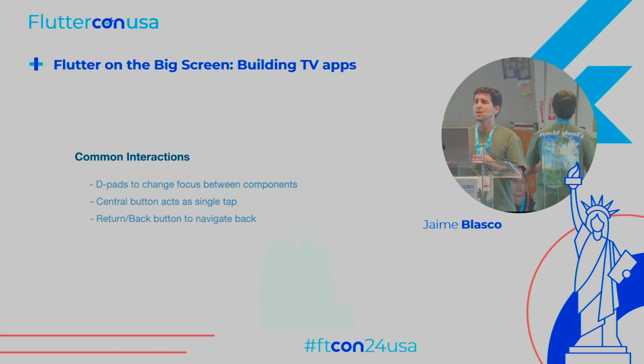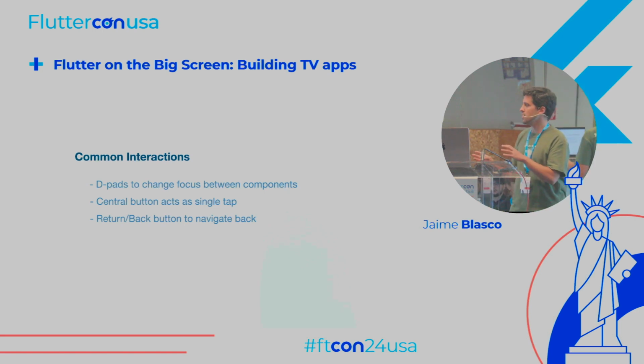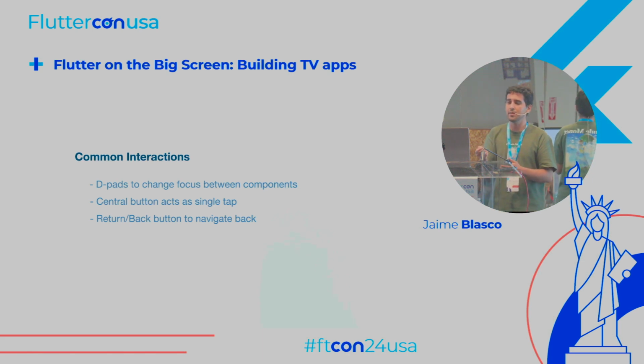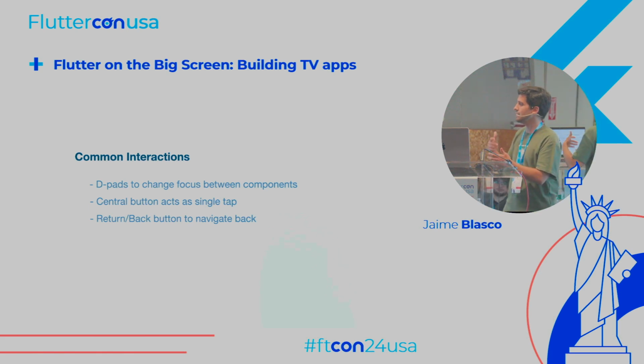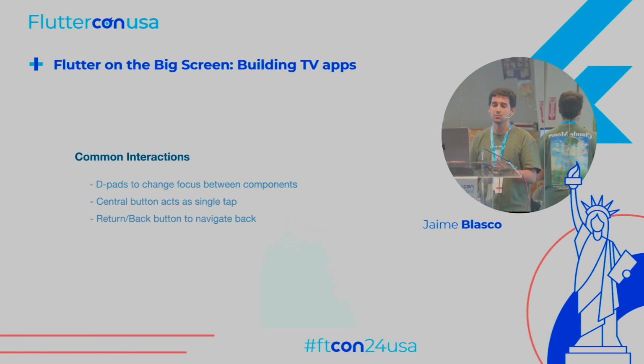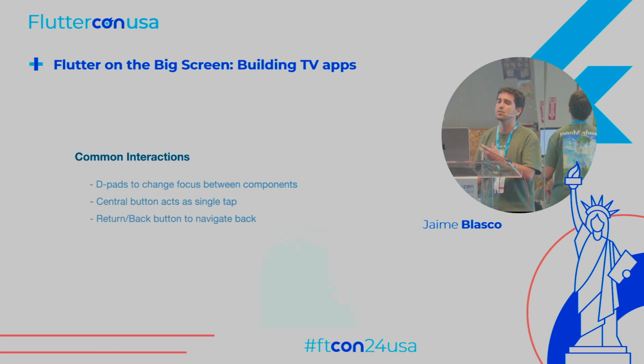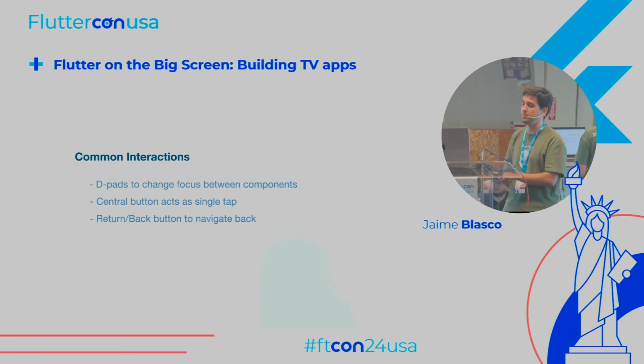I think first we have to understand how users interact with TVs. We have 3 common interactions. We have the D-pad, with up, down, right, and left, which you use to change the focus between the components or widgets on your screen. Then you have a central button that acts like a single tap in your Flutter app. And then you have the return button, which is on almost all remotes, to navigate back to the previous page.